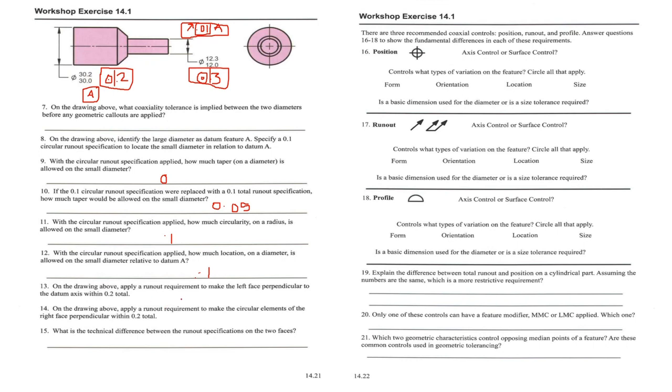Then on the drawing above, apply a runout requirement to make the left face perpendicular to the datum axis within 0.02. For this, I can say on this side, the total circular runout symbol with a tolerance of 0.2 with datum A.